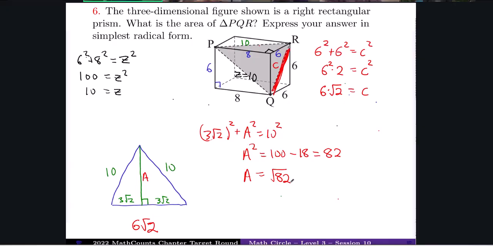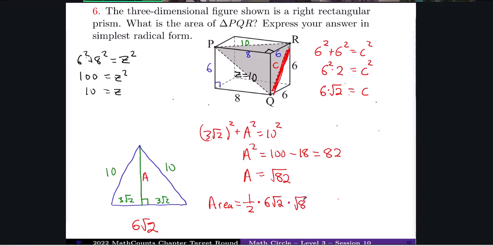So I need to find what the area of this triangle is. And the area is going to be 1/2 times the base. Well, the base is this entire length, or I know what 1/2 of it is already, because 1/2 of it's going to be 3 root 2. But 1/2 times 6 root 2. And then we know what the height is.